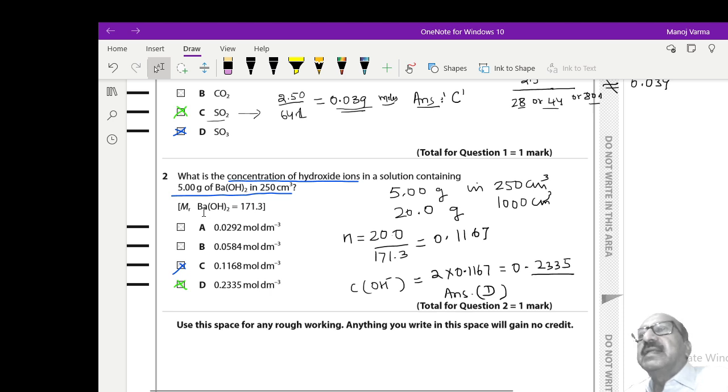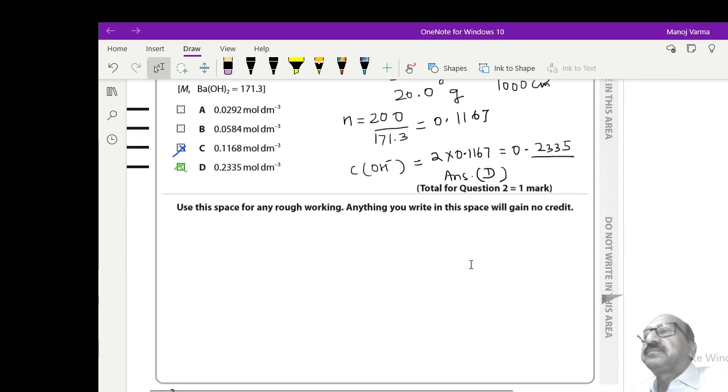But that's the number of moles of barium hydroxide. Don't forget that in 1 mole of barium hydroxide, there are 2 moles of hydroxide ions. So the number of moles which you get over here should be multiplied by 2 to get the number of hydroxide ions. So we get 0.2335 mole per dm cube, which compares with the answer D, and therefore D is the correct answer. I hope you understood this. If you have not understood, please go through the solution once again until you are convinced.